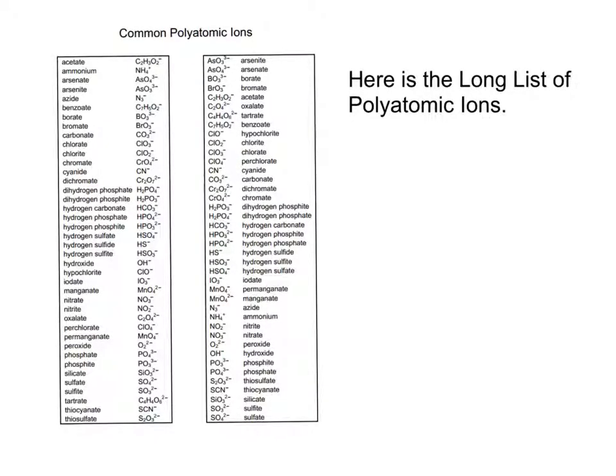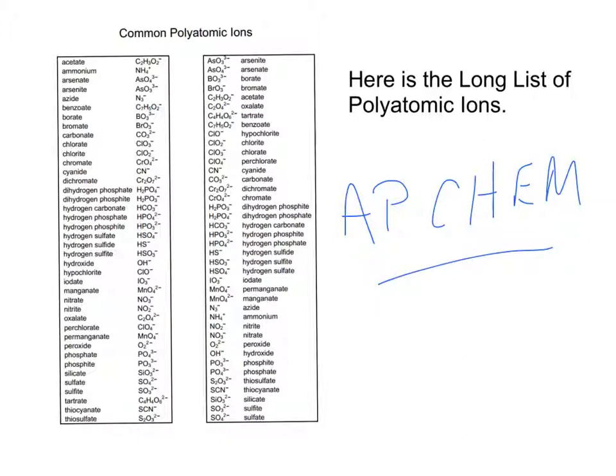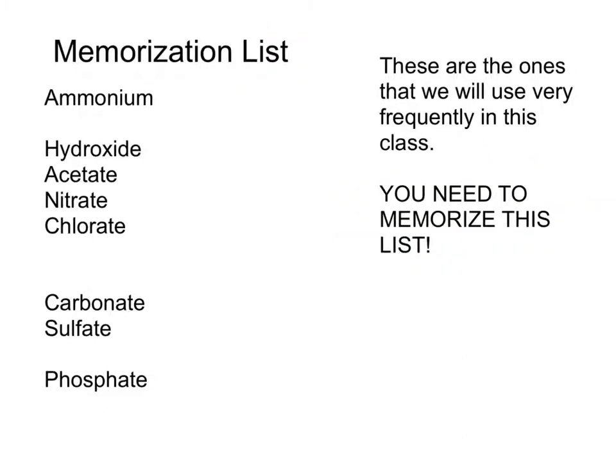Now here is a list of the polyatomic ions that you normally would use in chemistry, but most of these are only going to be used in AP Chem. In General Chem, you have a very short list that we will be dealing with. Let's take a look at that list. Here is the list that you must memorize. And I mean this, must memorize. This will be required on the mandatory pass exam.